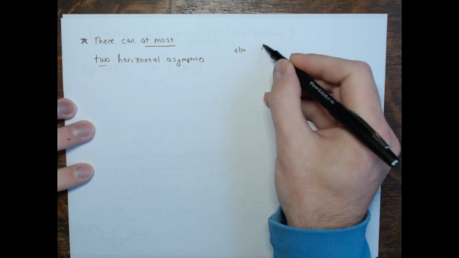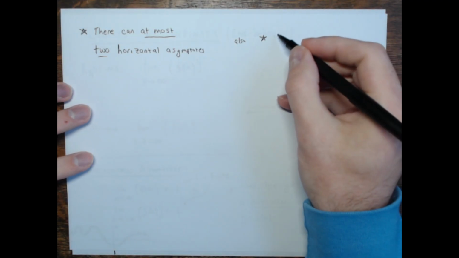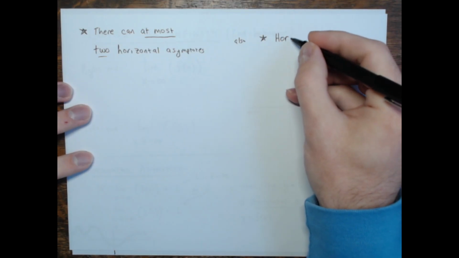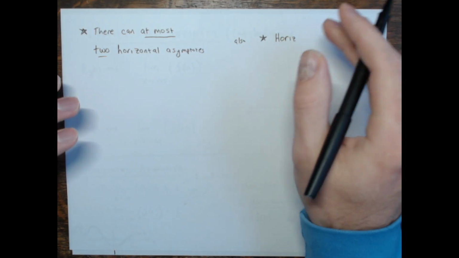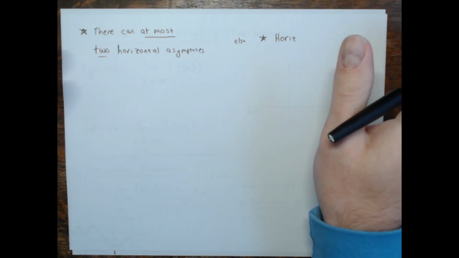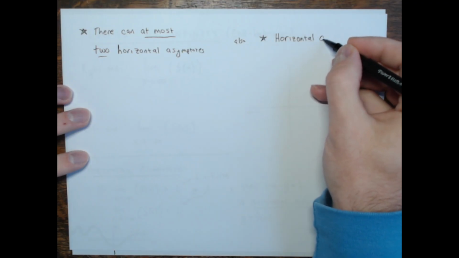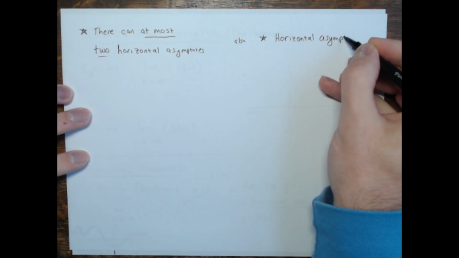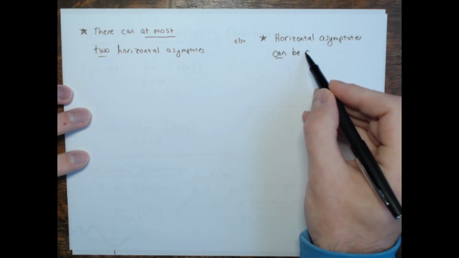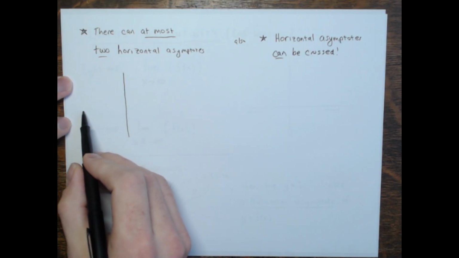Also, a horizontal asymptote can be intersected. Horizontal asymptotes can be crossed by the graph of the function. It's just as long as the graph of the function is getting closer and closer to becoming this horizontal line on either end, you have a horizontal asymptote. So again, they can be crossed by the graph of the function. Right, so I'll show you what I mean with some pictures here.